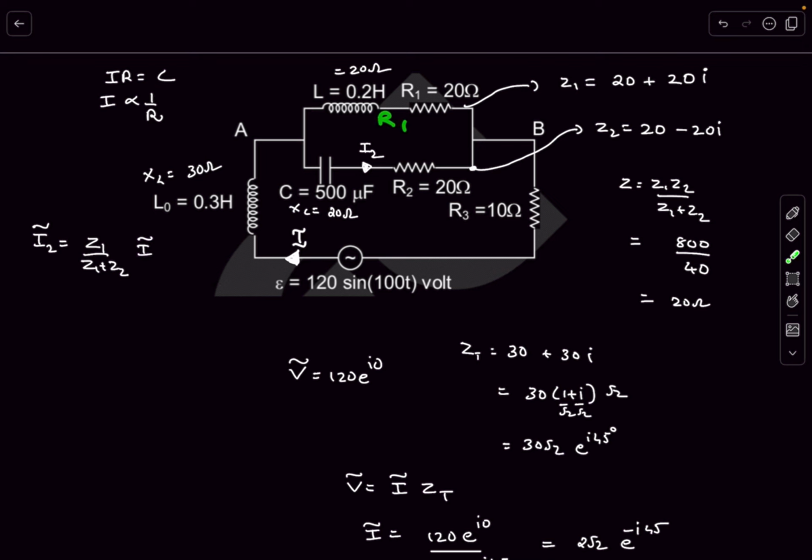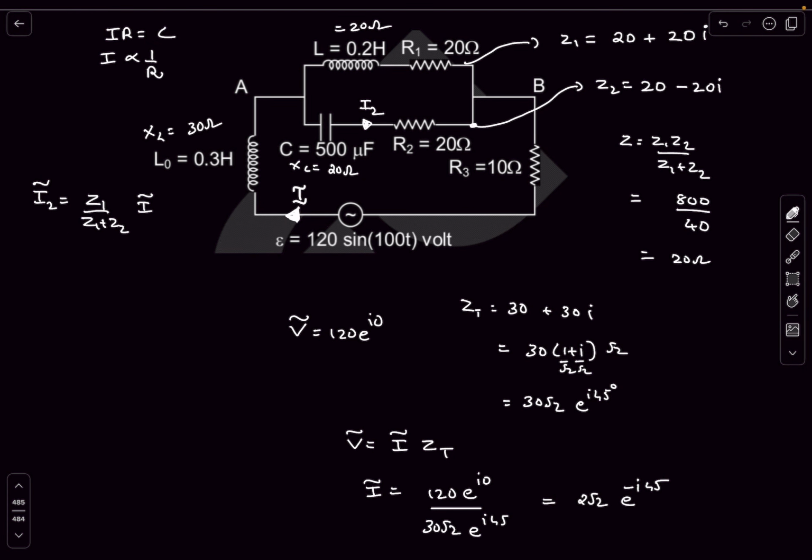So in DC, if this was R1 and R2, the current through R2 will be R1 divided by R1 plus R2 times the total current. So this is exactly similar to it. So now let's try to figure out Z1. So Z1 is 20 (1 plus iota). Z1 plus Z2 is 40. And I tilde from here is 2 root 2 e to the power iota minus 45.